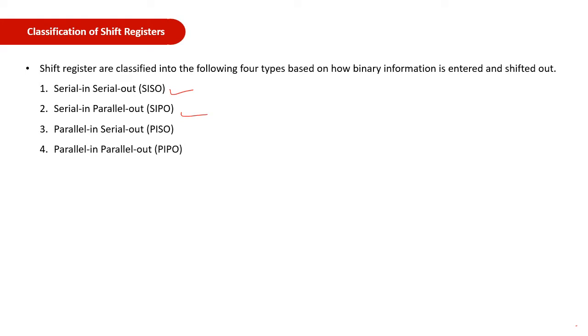Now parallel in, serial out means the data is fed parallelly. That means at the same time all the data is available to all flip-flops. Then that data is taken out serially. Then the last one is parallel in, parallel out, where the data is fed parallelly and taken out parallelly. First, we can discuss serial in, serial out shift registers.